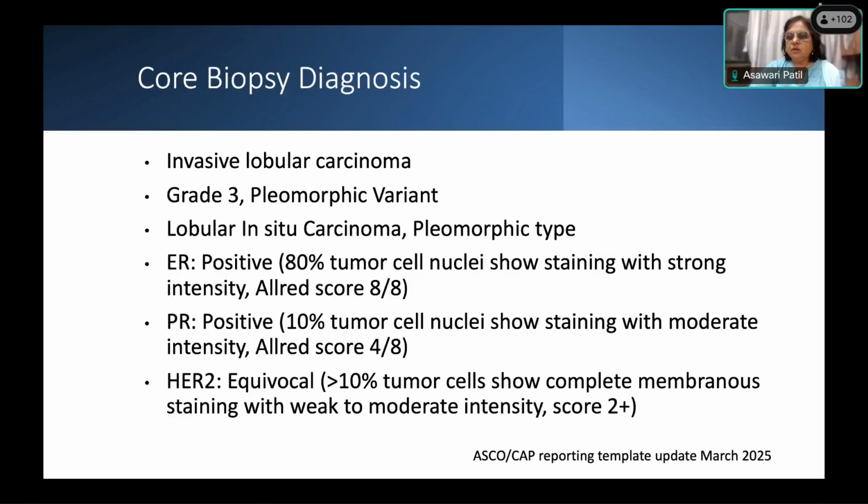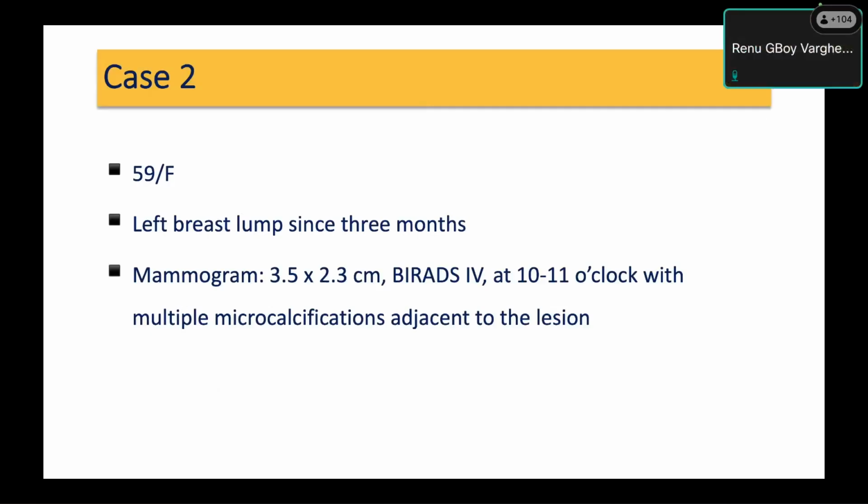And I think there was another question, internal control for E-cadherin, it's benign ducts. That should be positive. So with this, I think we move on to the second case. Ma'am, any other question or comment also by the moderators?